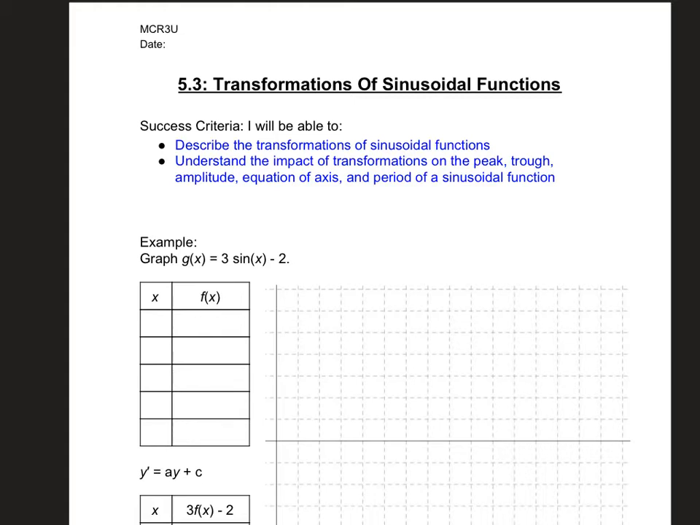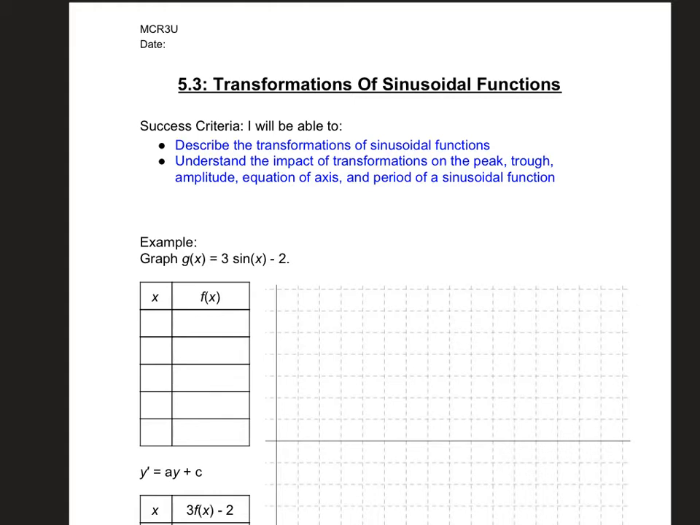So way back early in the year, we discovered transformations of other functions such as quadratics, the reciprocal, and the absolute, and recognizing the attributes of A, K, C, and D. Well, we're going to see those all again and how they apply to sinusoidal functions and some of the different terminologies or how it affects the graphs in itself.